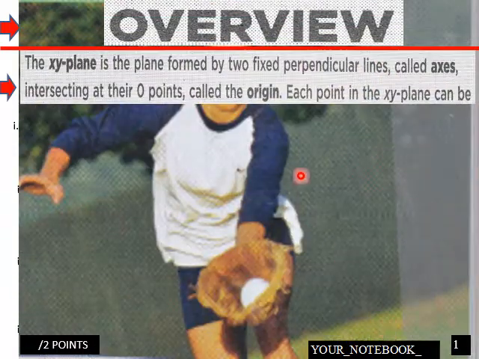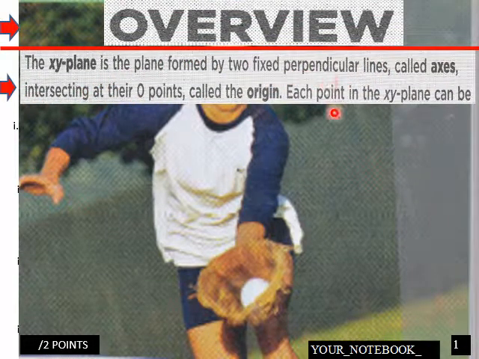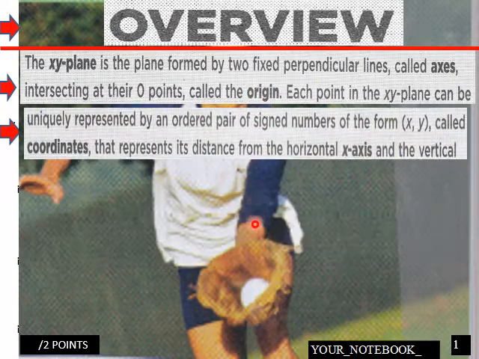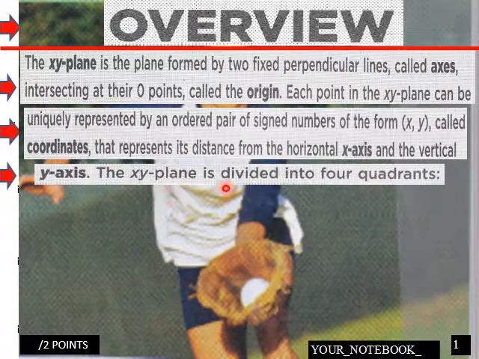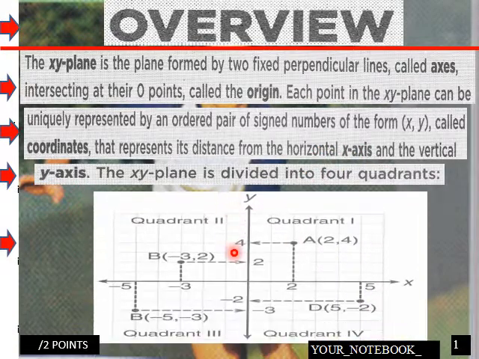Notebook page 1, overview of this section. The XY plane is formed by two fixed perpendicular lines called axes, intersecting at their 0 points called the origin. Each point in the XY plane can be uniquely represented by an ordered pair of signed numbers called coordinates. So the horizontal is the x-axis, the vertical is the y-axis. The XY plane is divided into 4 quadrants: 1, 2, 3, and 4.